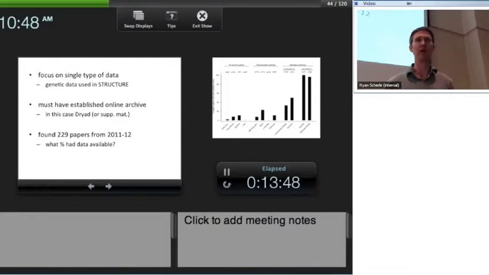And Dryad is the natural place for these data and has been recommended in the journal policies that do mention what people should do with their data. They almost all pointed to Dryad for evolutionary and ecological data. So that meant that authors were being given explicit guidelines on what they should be doing with it as well. This study covers just a single time period, 2011-2012, and we found 229 papers that fulfilled our criteria. And what percentage of these had their data available?